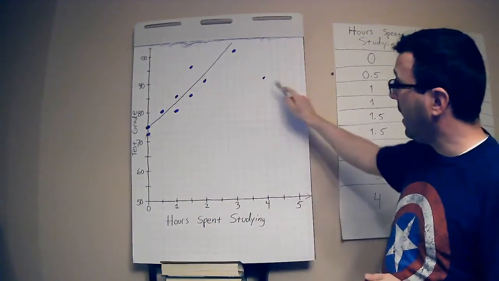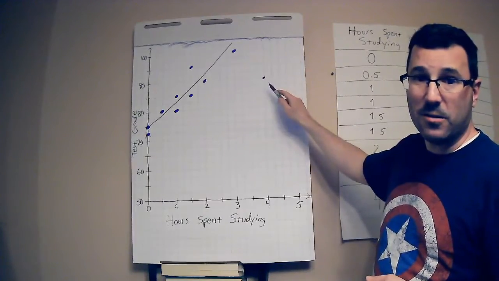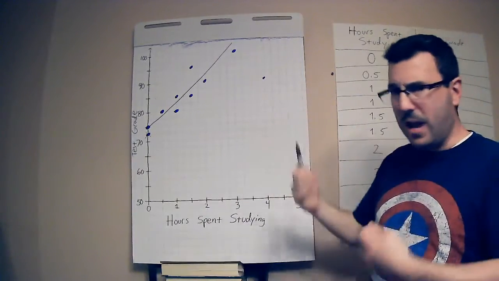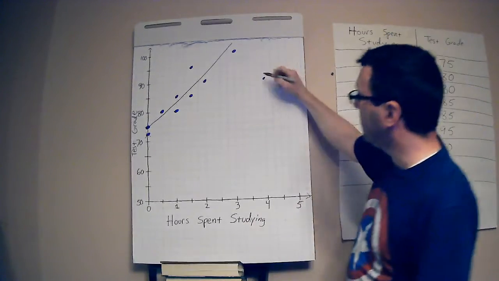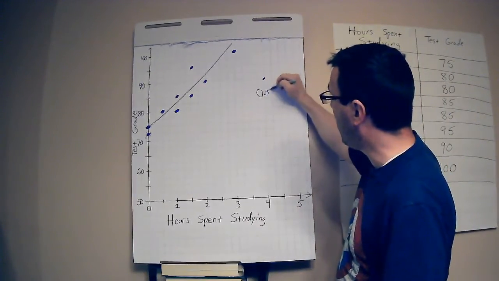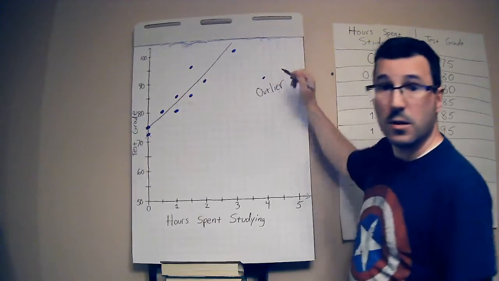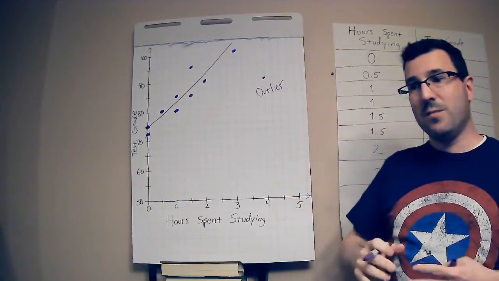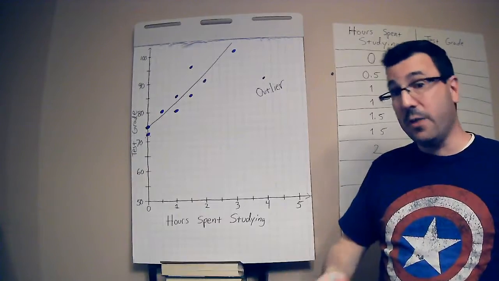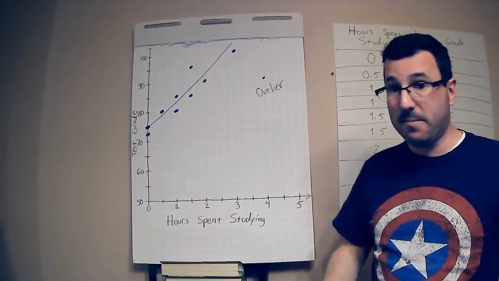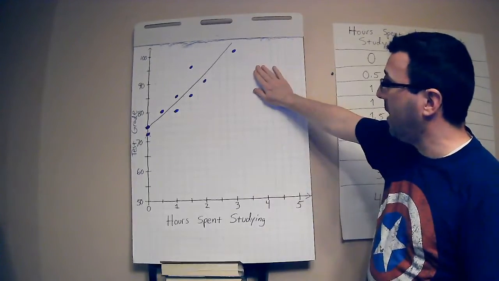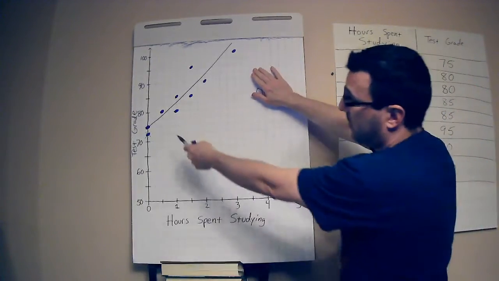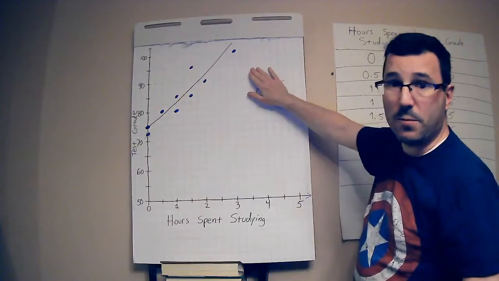However, we do have this one dot here. It's kind of outside of what most of the stuff is. We call this an outlier. We call it an outlier because it lies outside of what we mostly would expect. Okay? If we took this spot away, we could get a very nice relationship there.